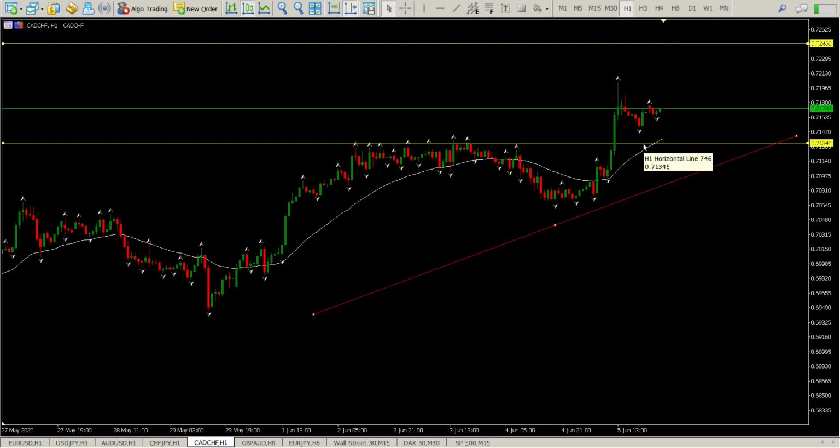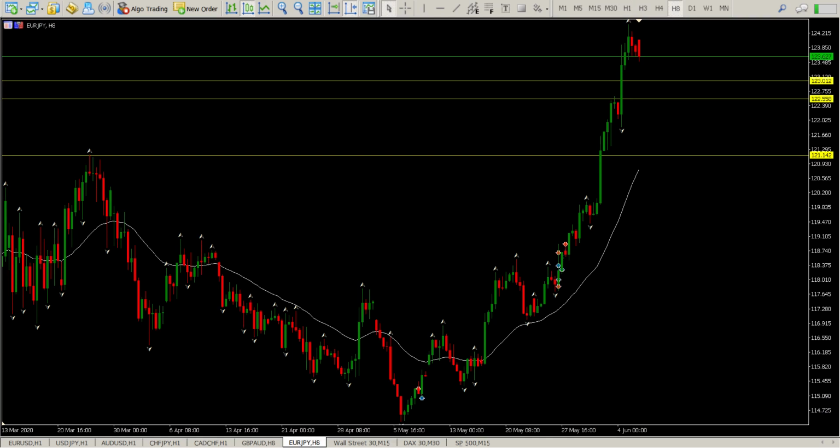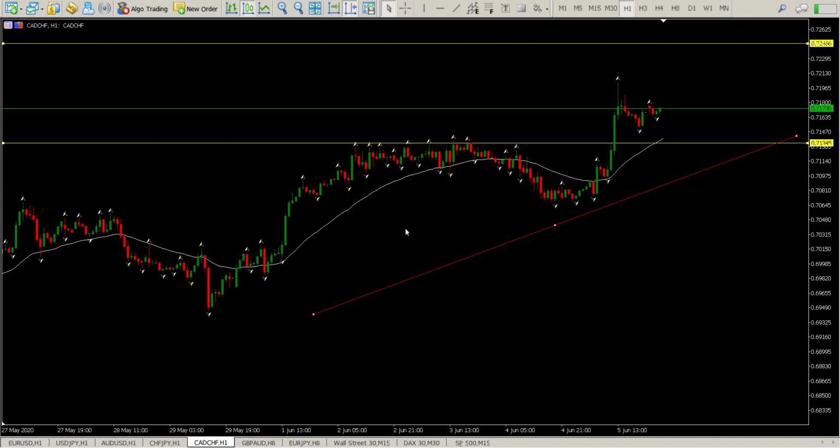Okay, so those are the 4 that I'm looking at the moment. The other pairs I'm not really interested in: Aussie dollar yen at the moment, and euro yen, we're at a major level, and there's just very little structure coming up. Okay, so guys, that's my forex pairs that I'm watching today.